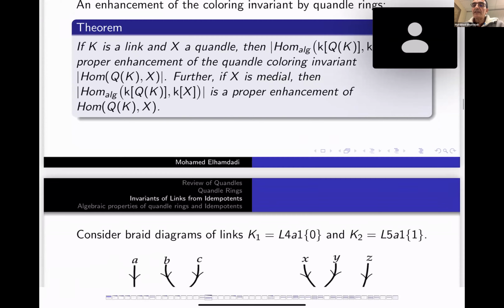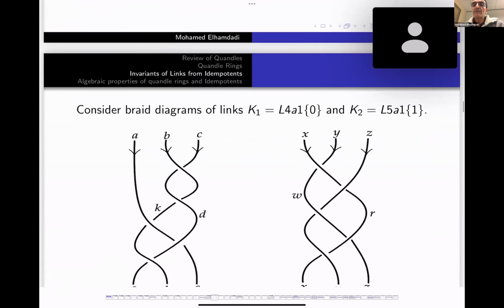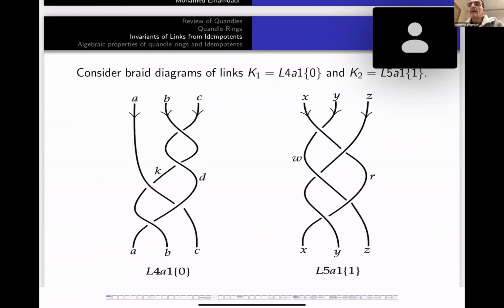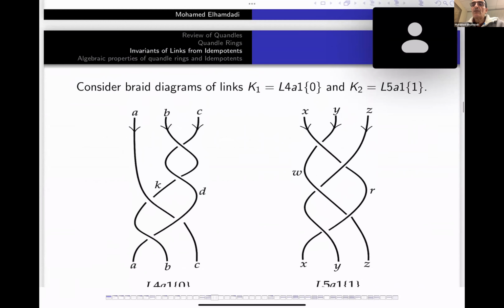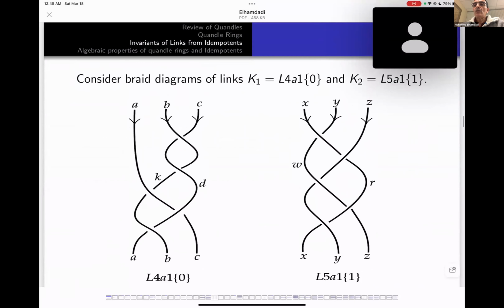Now let me show an explicit example. Consider the braid diagram of link K1. This is taken from knot.info. You have the pictures here. The way we do coloring is just by putting a vector on the top and you push the coloring to the bottom, and then we close the braid to obtain the knot.